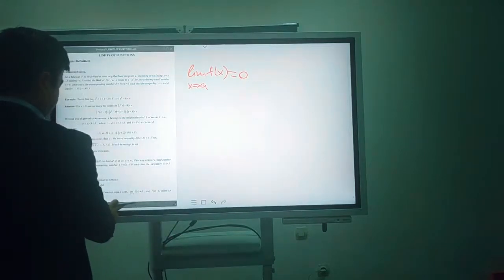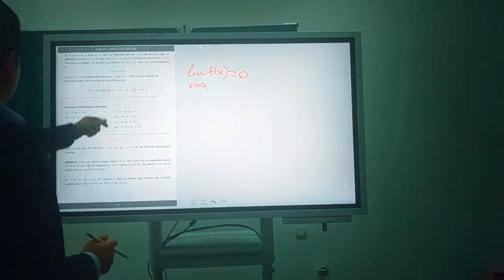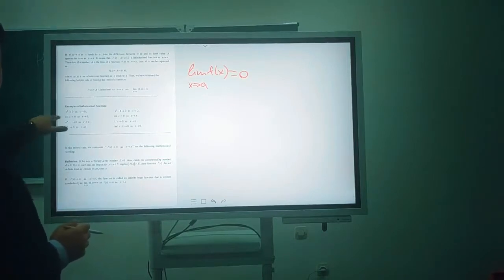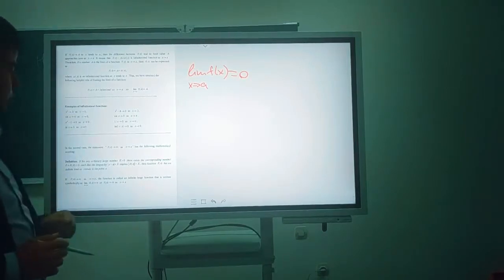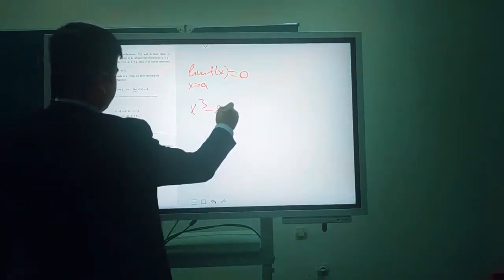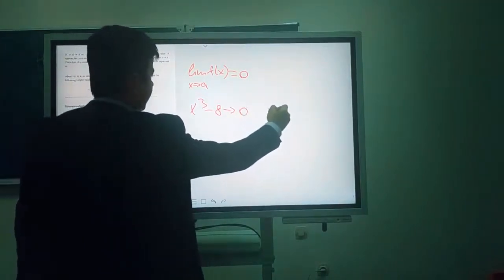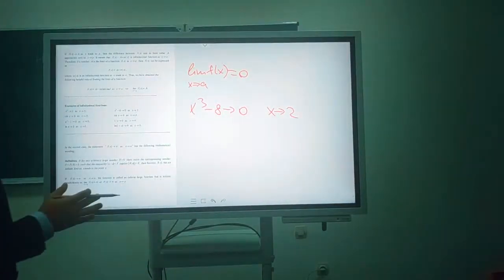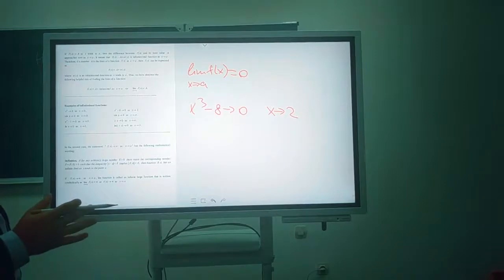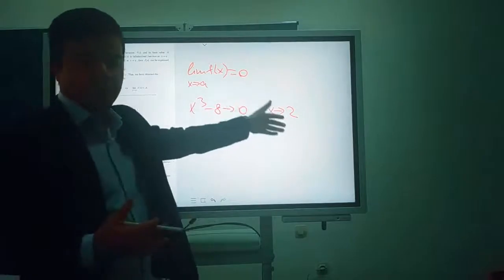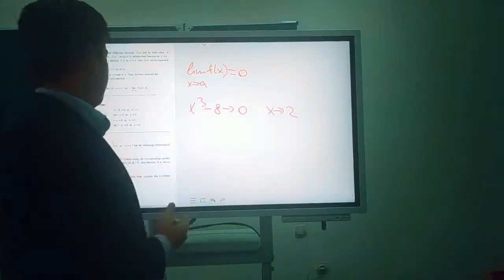Okay, now here we have the next definitions, and here we have examples of infinitesimal function. For example, x squared tends to 0 as x tends to 0, or, for example, x cubed minus 8 tends to 0 as x tends to 2. If you put 2 here, this is 0. So this is the limit. It means just putting the value which x tends to instead of x.